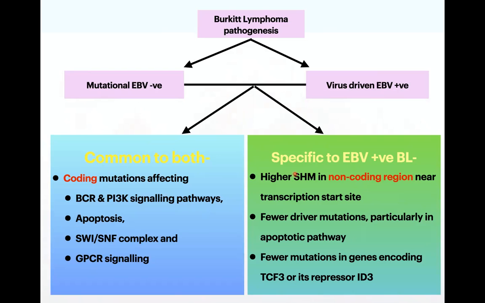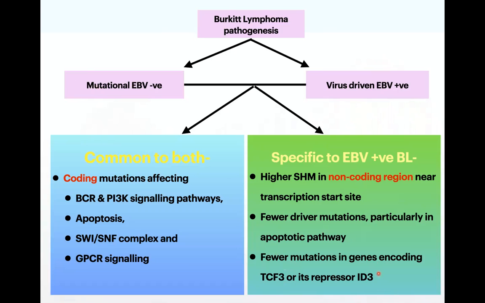But there are certain things which are specific to EBV positive Burkitt's lymphoma. What are those? Higher somatic hypermutations in the non-coding region near the transcription start site. The incidence of somatic hypermutations is higher in the non-coding region, while the driver mutations are fewer. As the name itself suggests, in the mutational type the mutations will be more. The EBV positive will have fewer driver mutations, particularly in the apoptotic pathways, and also in TCF3 or ID3. TCF3 is a transcription factor, and ID3 is its negative regulator.